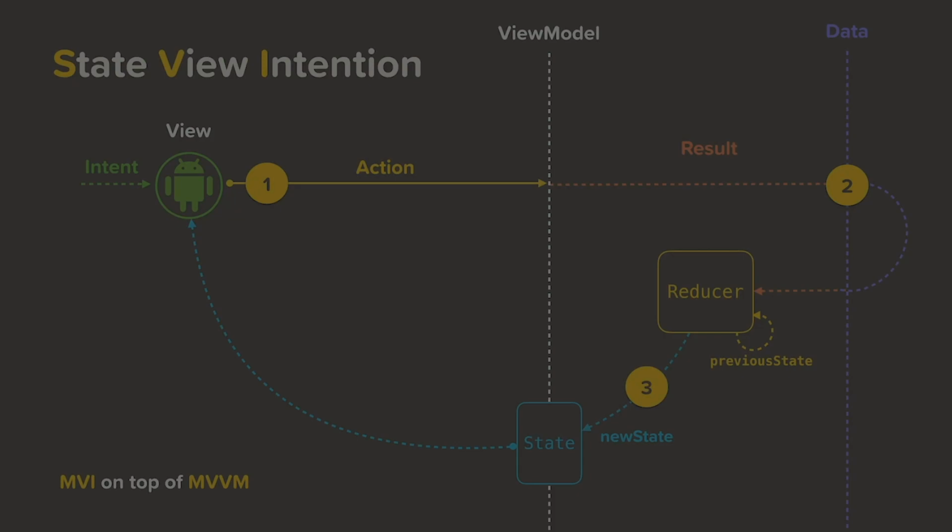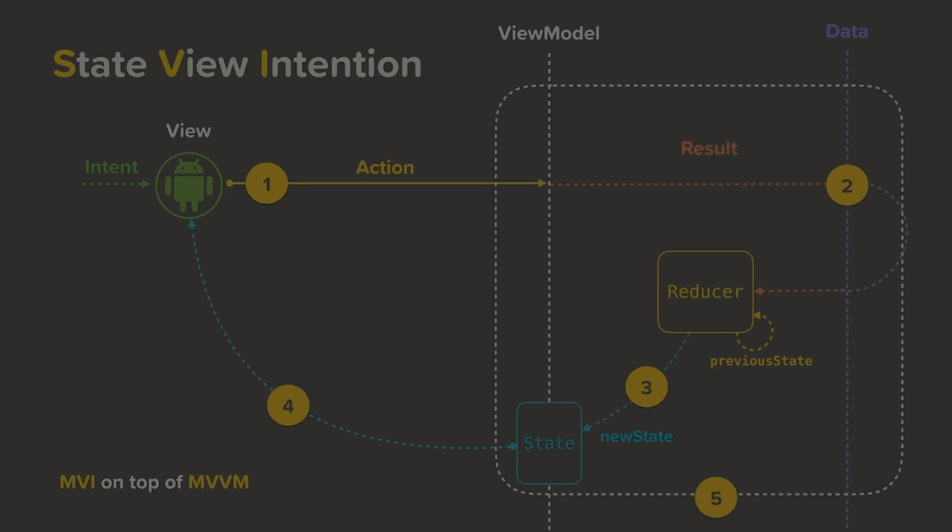The reducer takes in the previous state to create a new state. Then this new state is observed by the view, and then finally plugging in all these pieces inside the view model layer, that is creating a cycle.